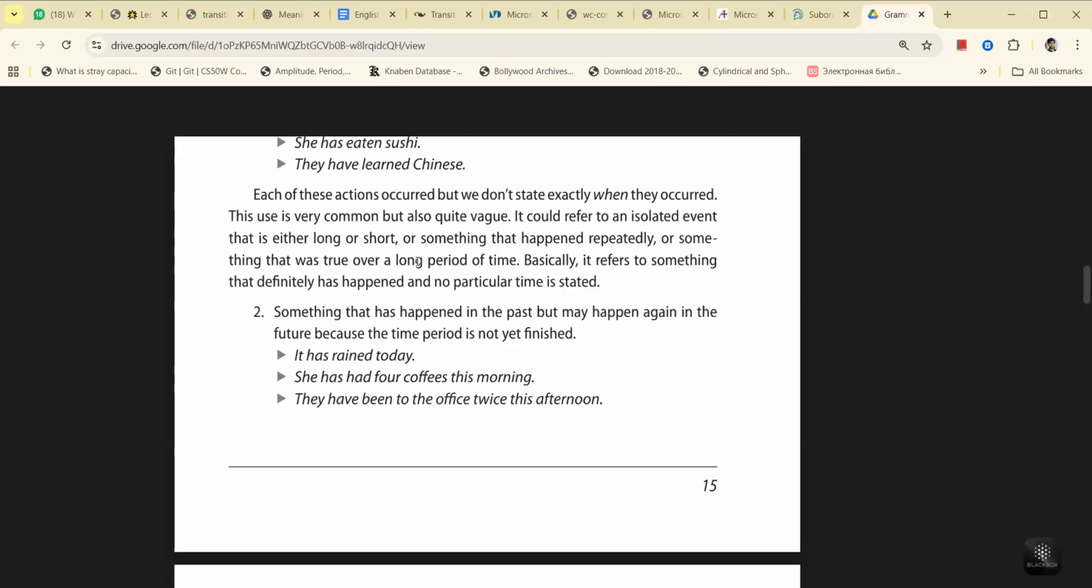Second, something that happened in the past but may happen again in the future because the time is not yet finished. It has rained today. She has had four coffees this morning. They have been to the office twice this afternoon.